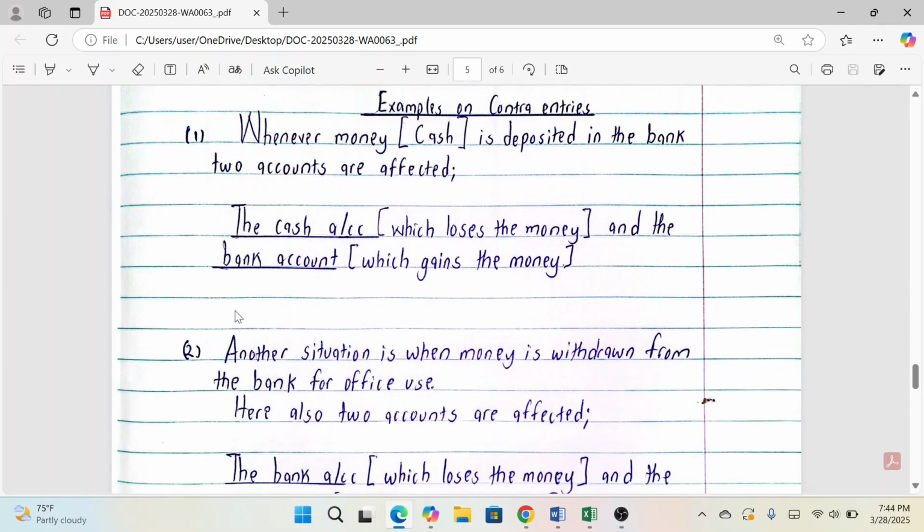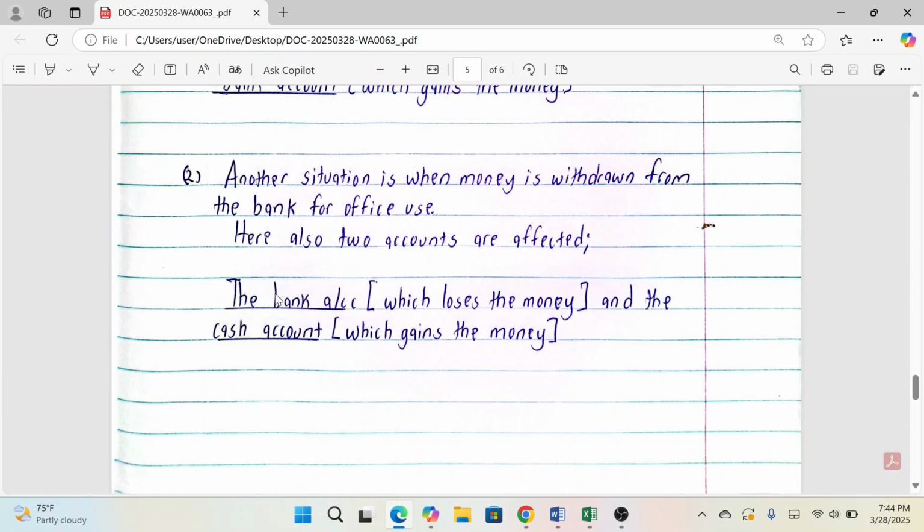Then we have another situation, which is when money is withdrawn from the bank for official use. Now, when this happens, it means the bank is losing. Still, two accounts are affected: the bank and the cash. The bank loses the money, and the cash gains the money. So you can see this is the reverse of the one above.